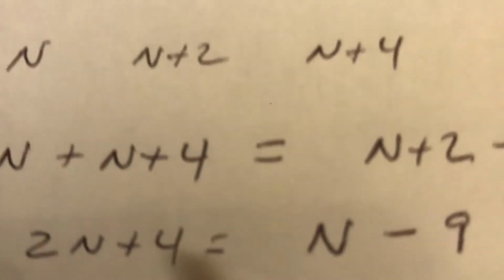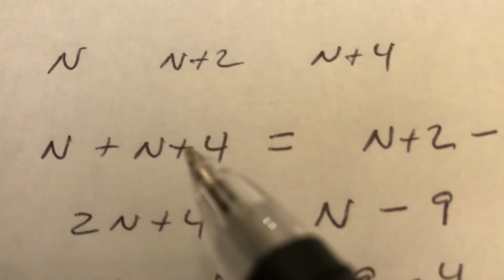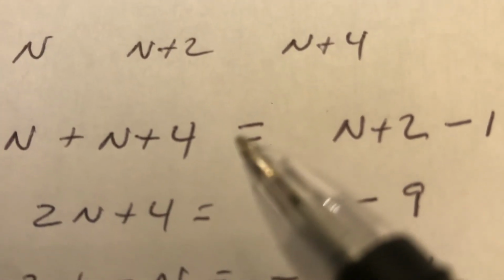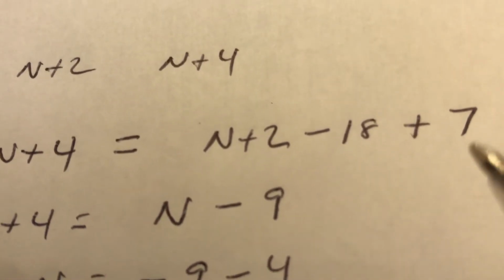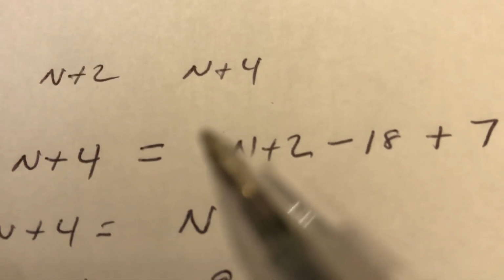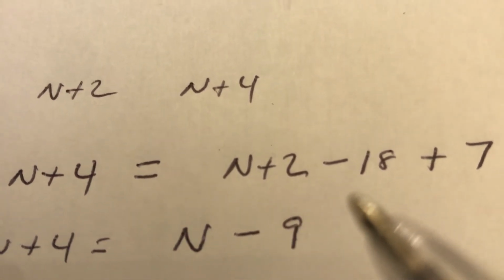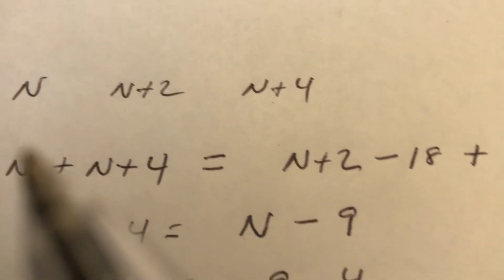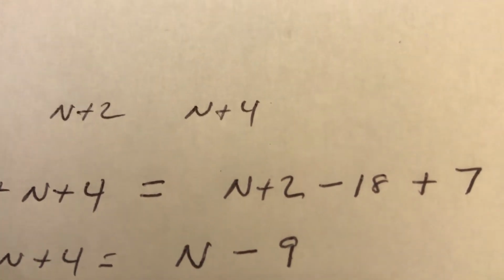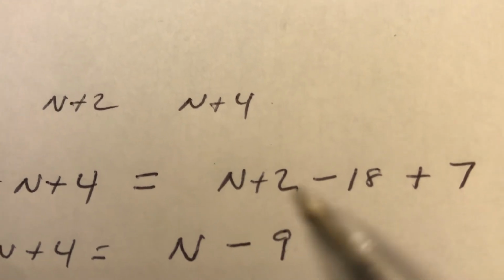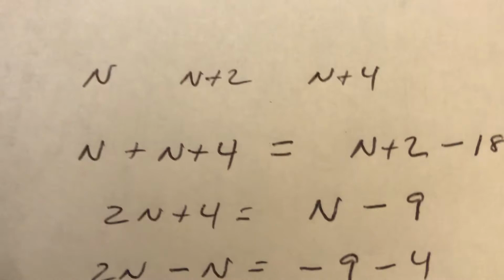So it said the sum of the first and the third. Here's the first, here's the third. The sum of the first and the third is 7 greater, so plus 7. The second, n plus 2, decreased by 18. Decrease means to subtract. So the sum of the first and the second is the equal sign, then everything else appears over here. 18 less than the second. 7 greater than 18 less than the second.